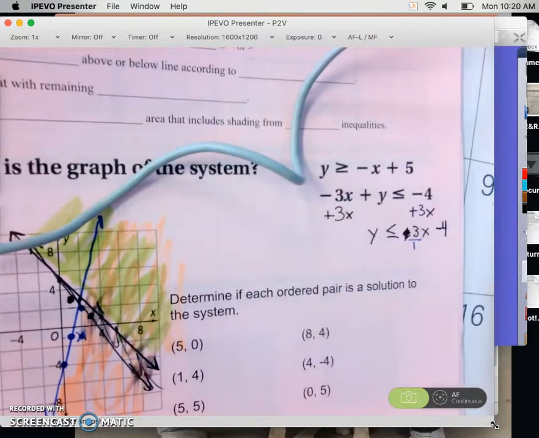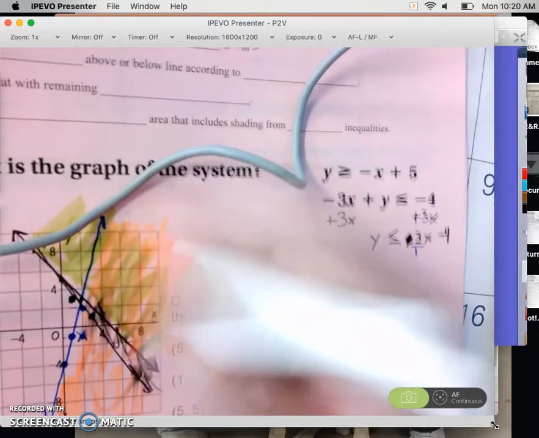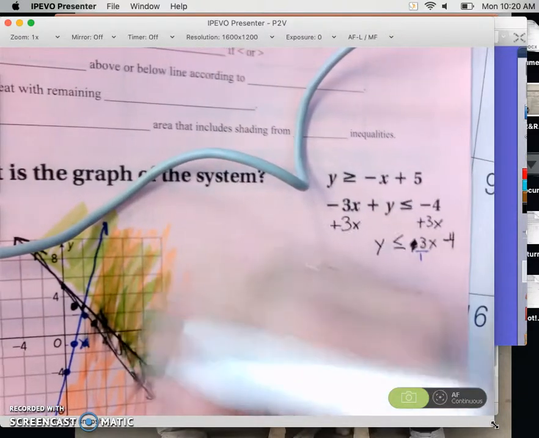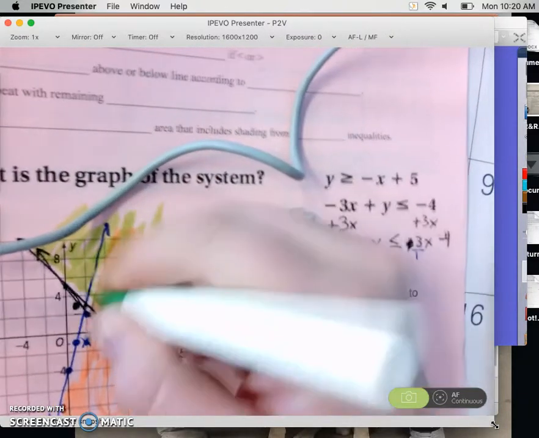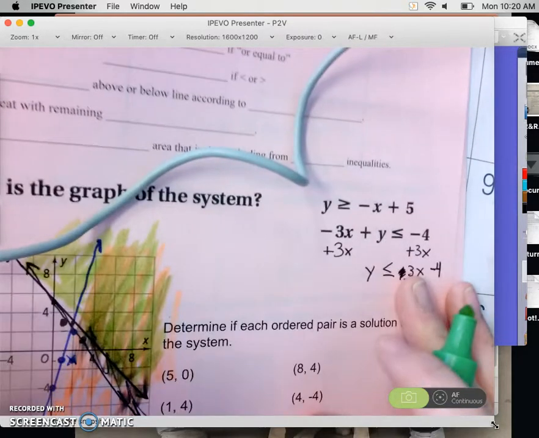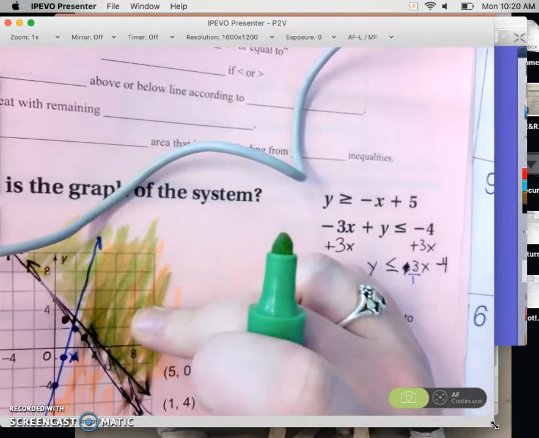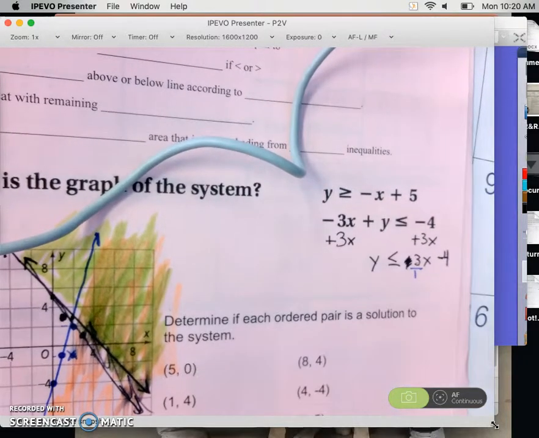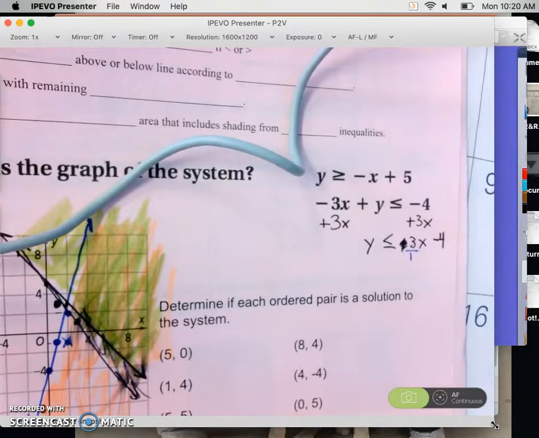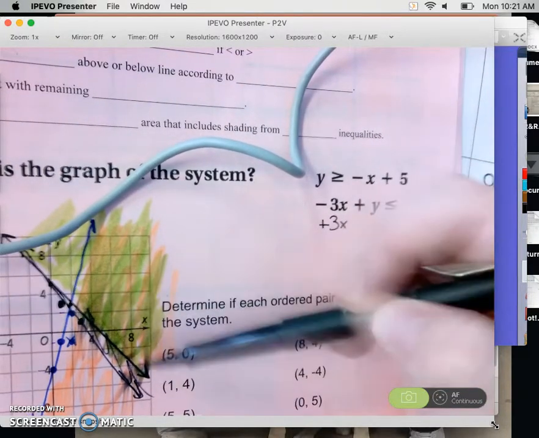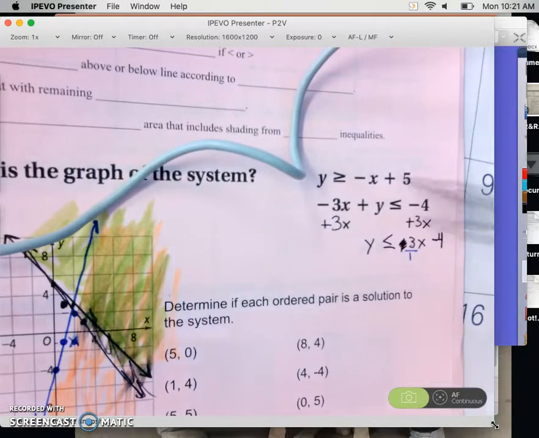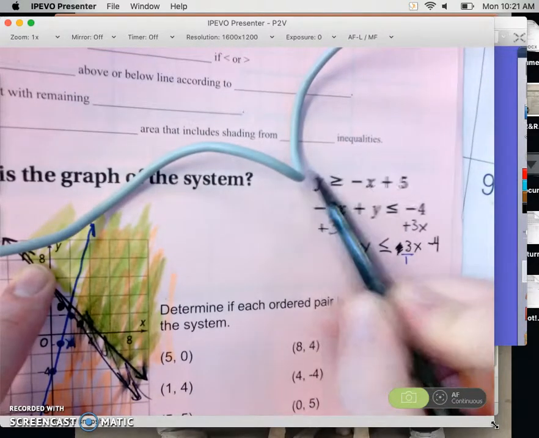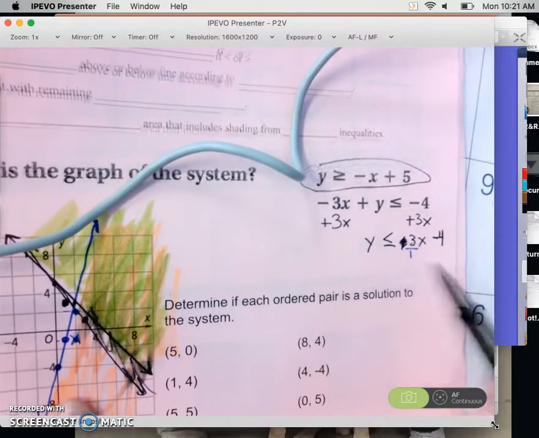So it's where the two colors meet. So anything in here, I want to make sure that this is a little darker. So I have just green here, green and orange here, orange here. So this is the solution, or this graphing. So determine if each ordered pair is a solution to the system. So these numbers are going to work for both of these equations. The green are going to work for just the top one, and the orange is going to work just for the bottom ones.